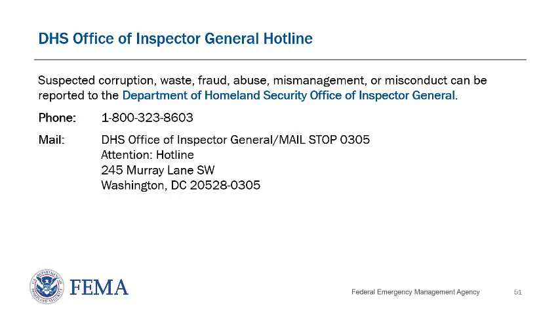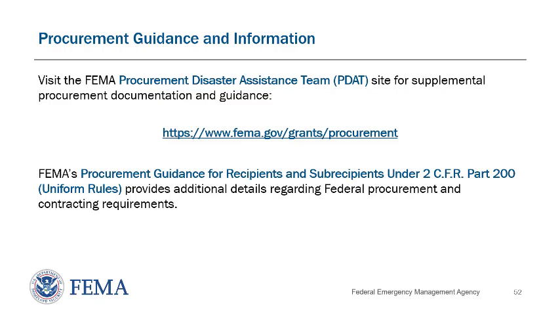A couple of things before we finish. First, please know that if you ever suspect corruption, waste, fraud, abuse, mismanagement, or misconduct in your work environment, you can report it by phone to the Department of Homeland Security's Office of Inspector General hotline at 1-800-323-8603, or you can write them by mail at DHS Office of Inspector General, Mailstop 0305, attention Hotline, at 245 Murray Lane Southwest, that's Murray, in Washington, D.C., zip code 20528-0305.